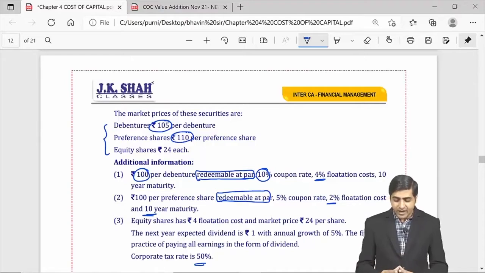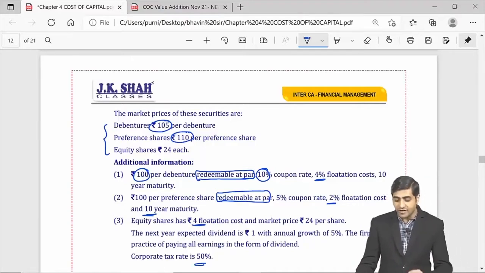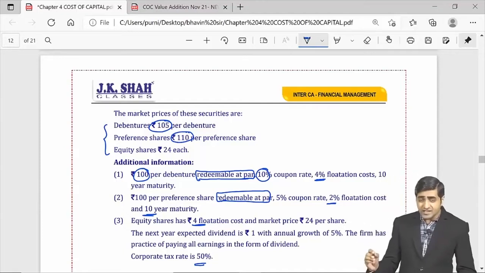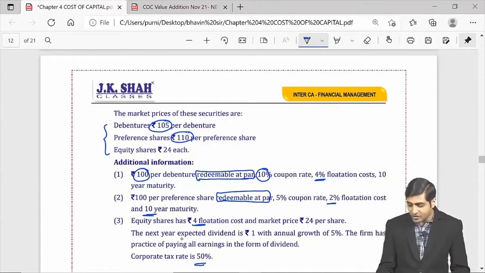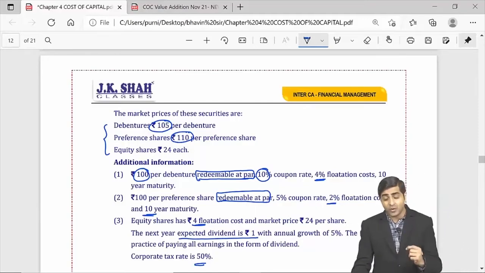And while calculating your KE, we'll be using the dividend yield growth approach. In this approach, you have to be very careful because your expected dividend is given to you. So we have D1 available as 1.